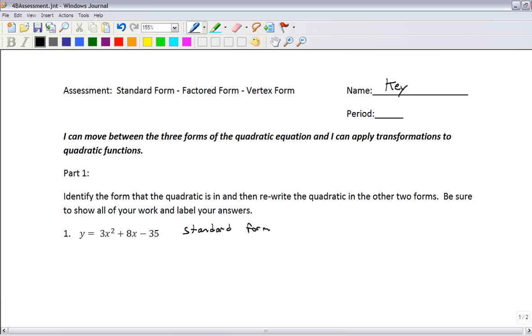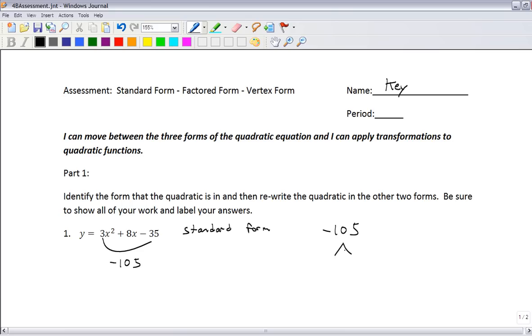I'm going to put it in factored form, assuming it's factorable, and this one is. And then I'll go ahead and put it in vertex form. I'm going to go with factored first. I wasn't thinking about how big these numbers would get. I know this is a negative 105. So you're going, oh my gosh, negative 105. Two things that multiply to negative 105 and add to 8.